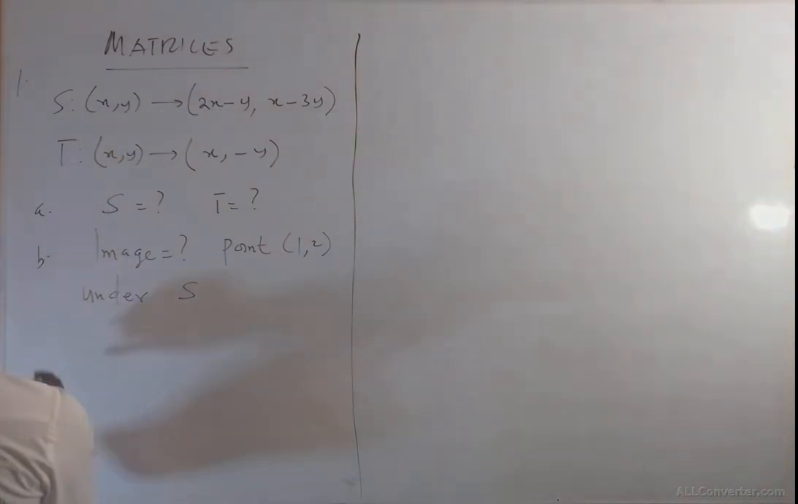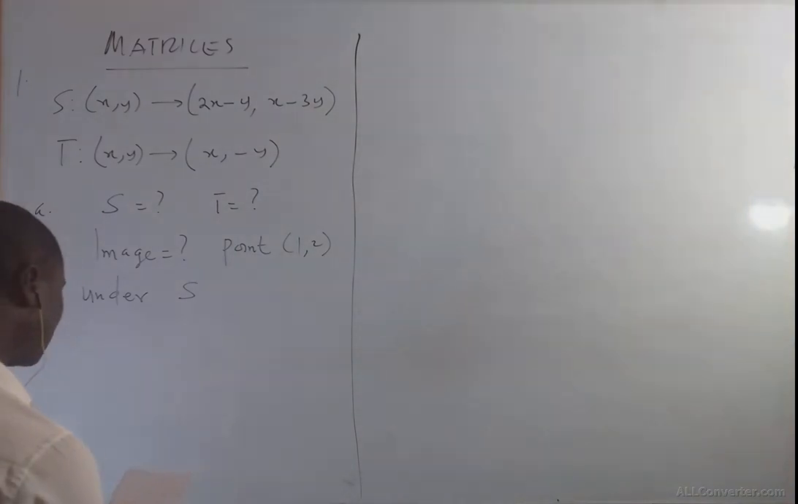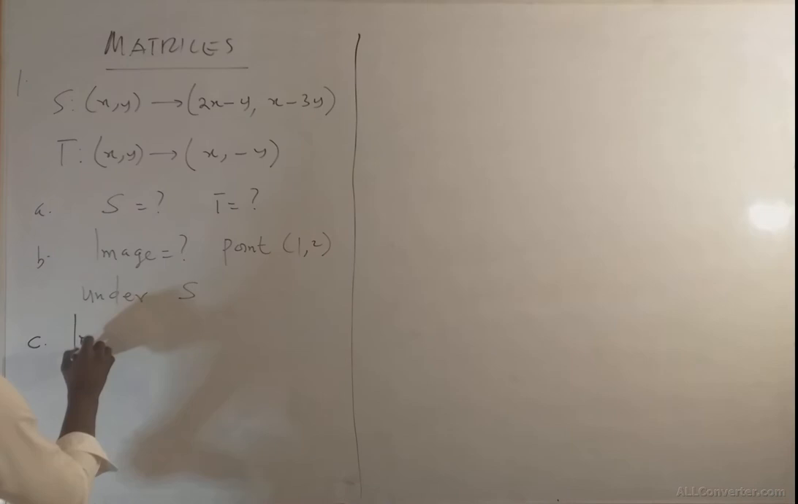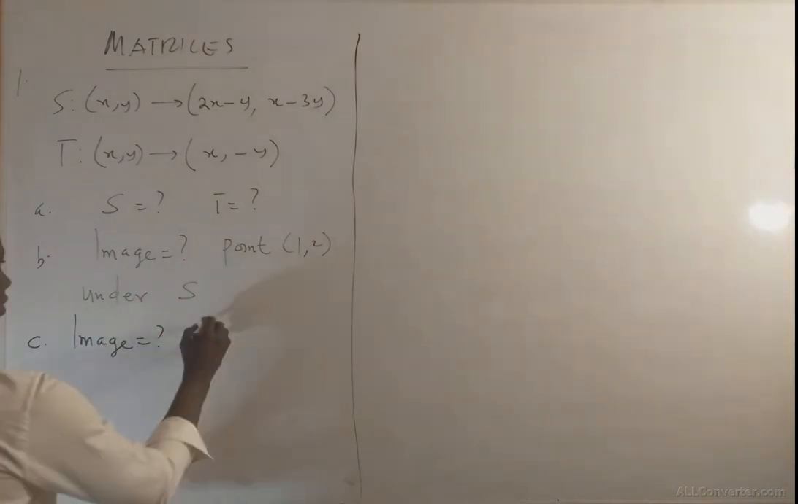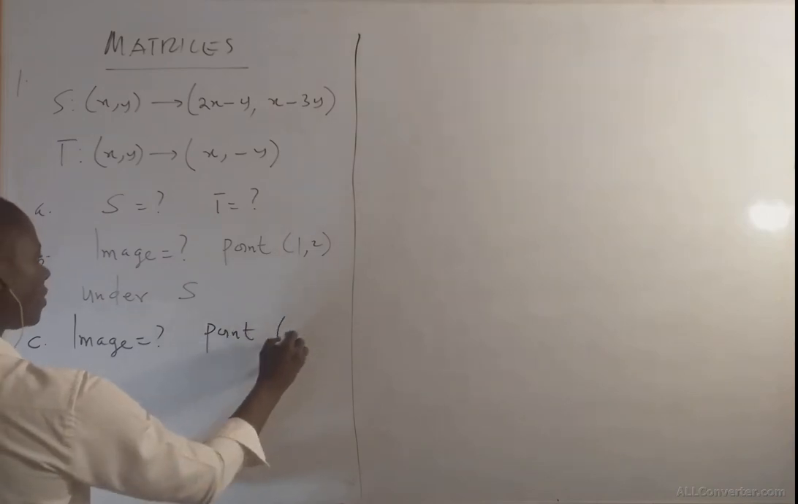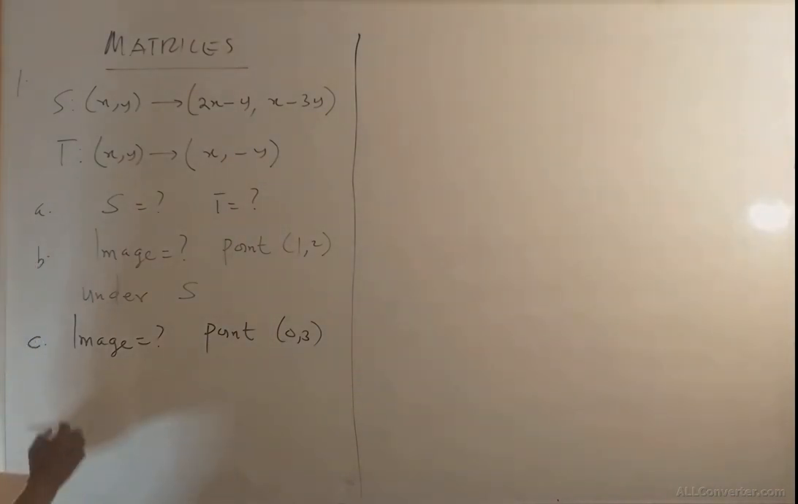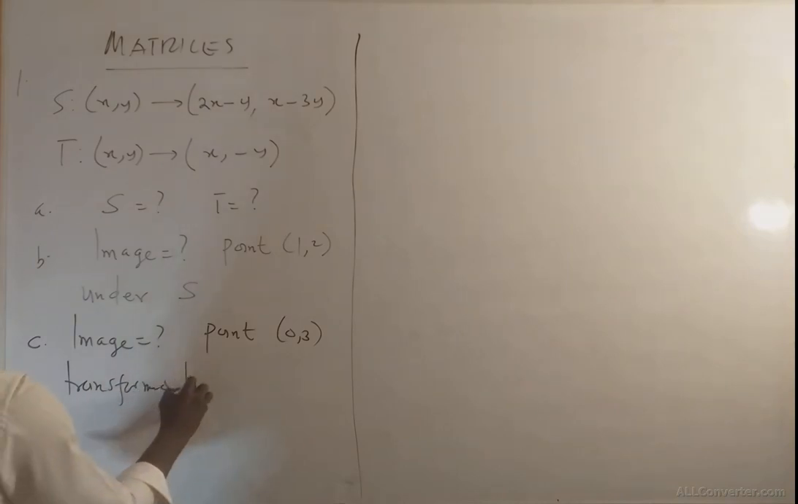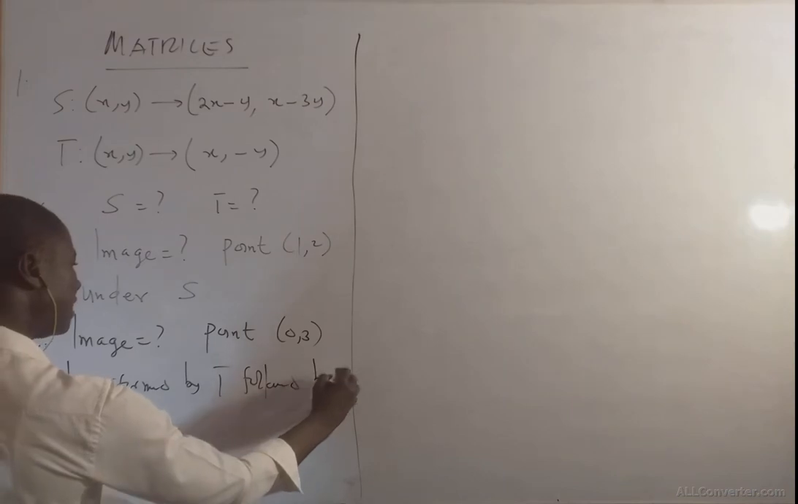Now the C part of the question. What is the image of the point (0, 3)? The image is also a question mark. We are given the point (0, 3), and it is first transformed by T followed by S.